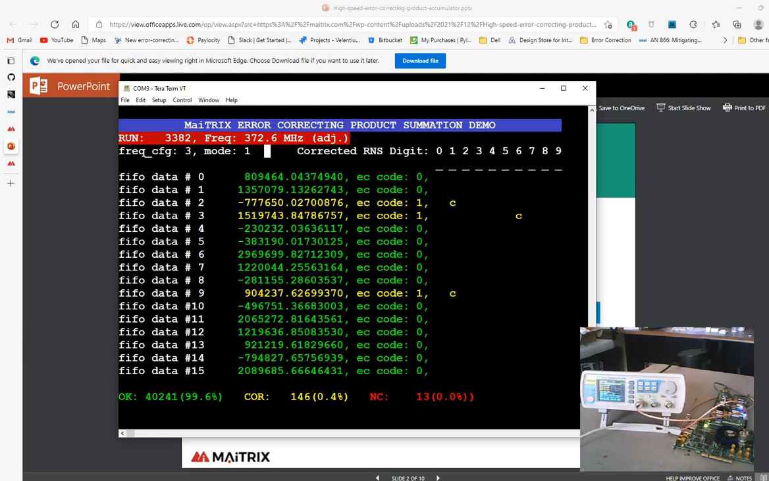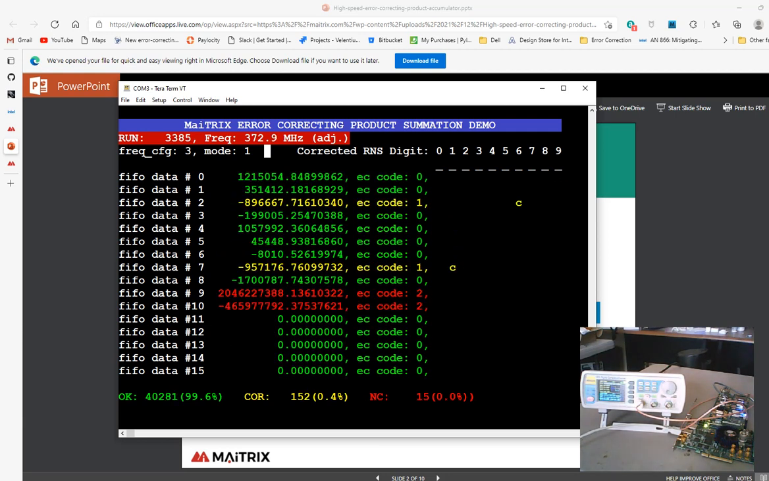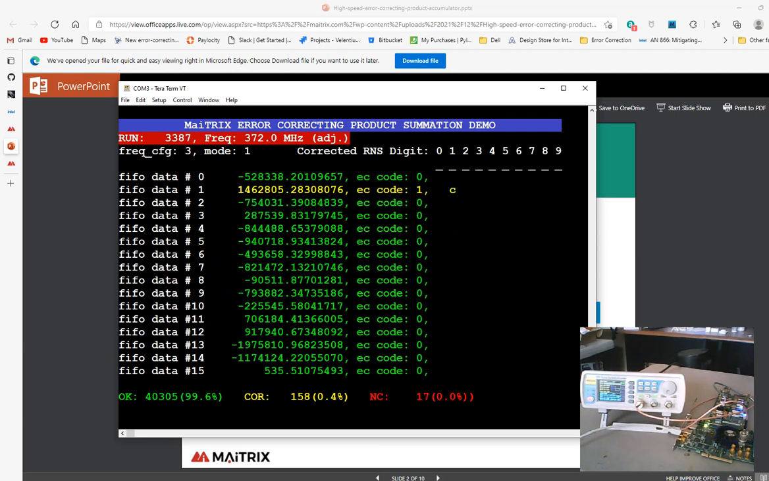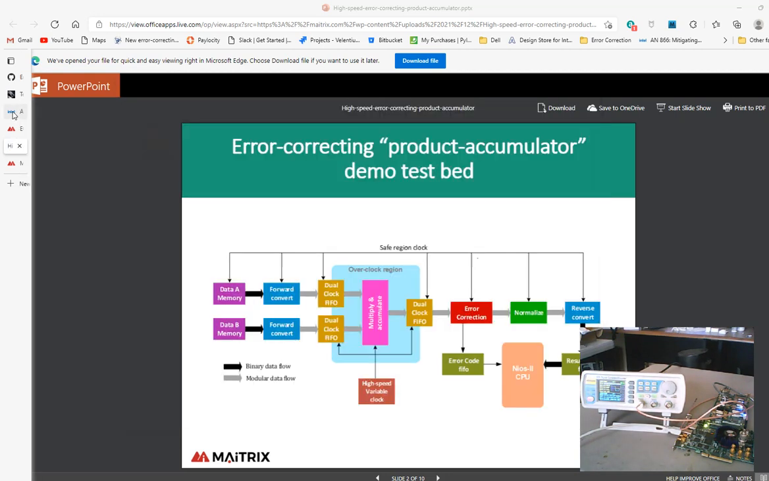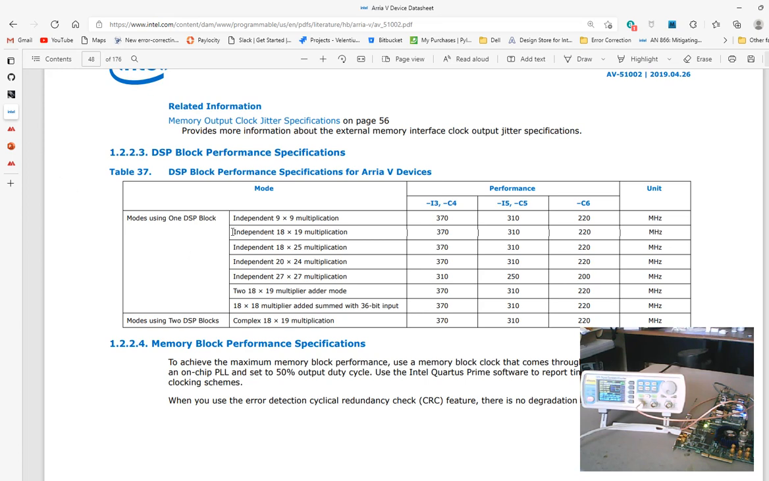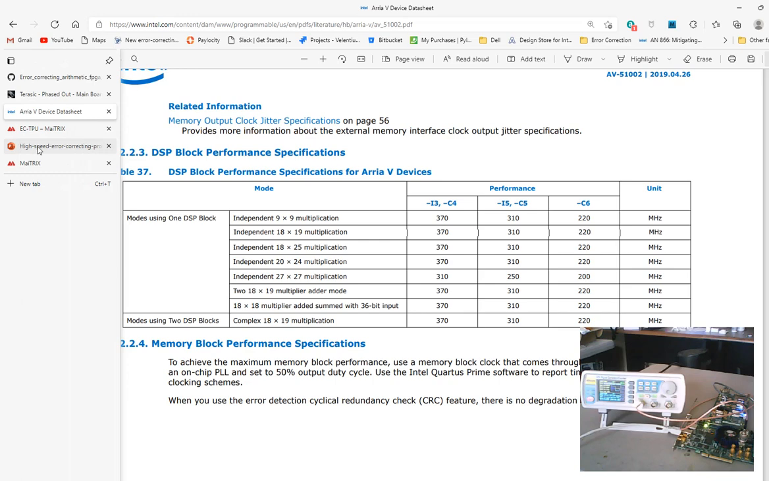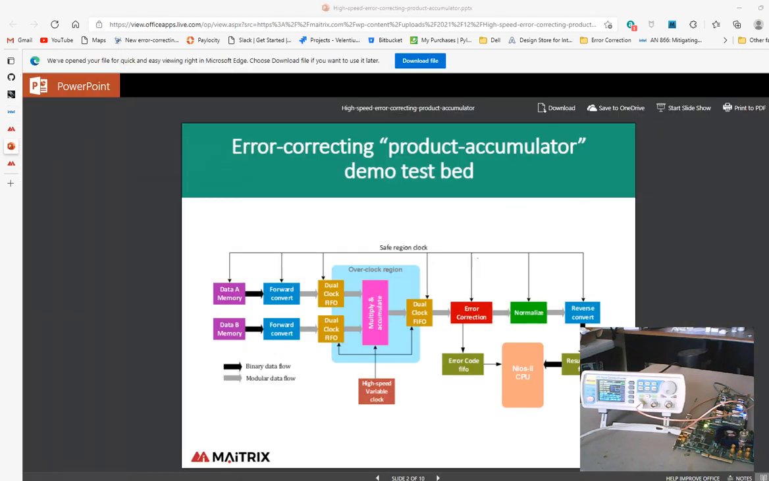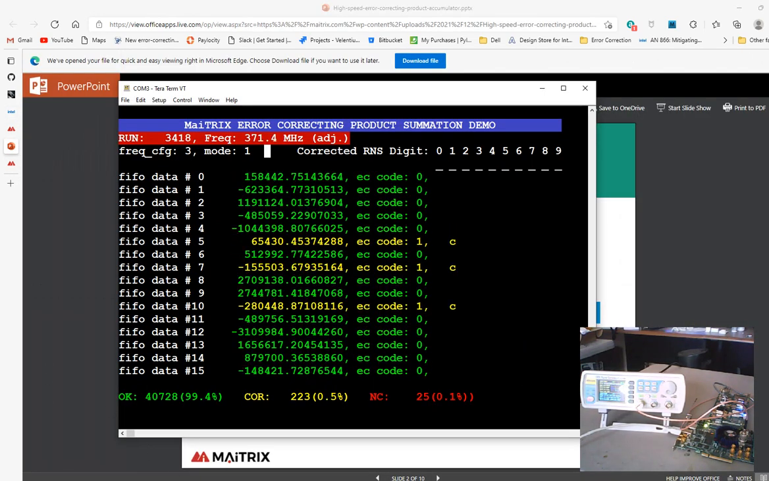Now, we're already running at the speed of the DSP block. That's according to the Intel specification that I noted earlier. Let me go ahead and remind you. Here it is. An independent 18 by 18 multiplication, its top speed is 370 megahertz on the dash C4 rated part. And that's top speed. You're not expecting to actually reach that speed. But we're already at that speed.